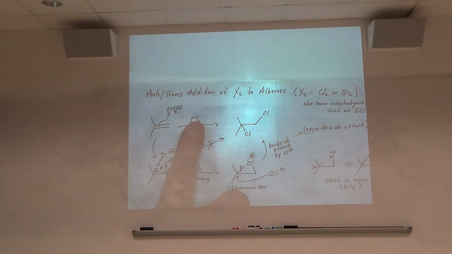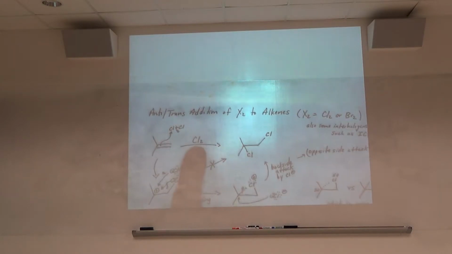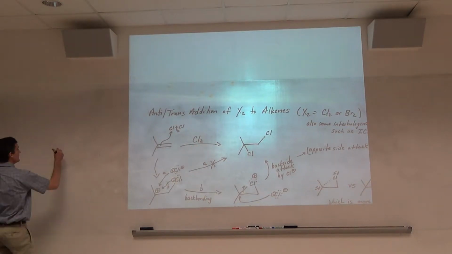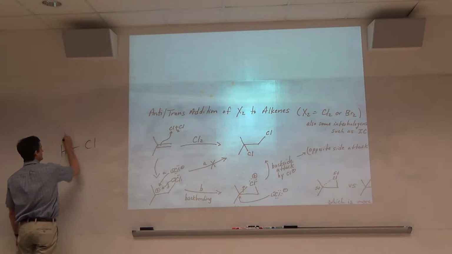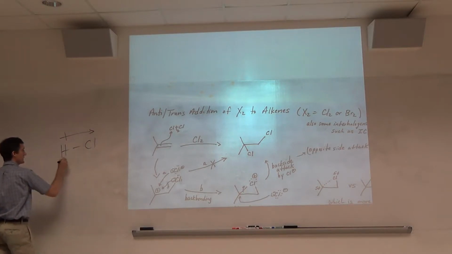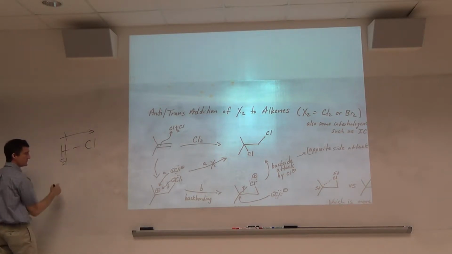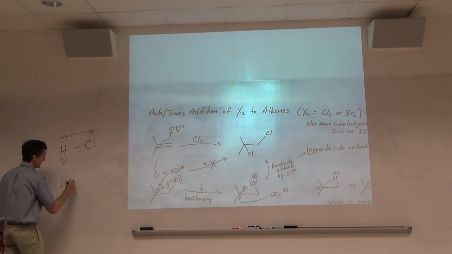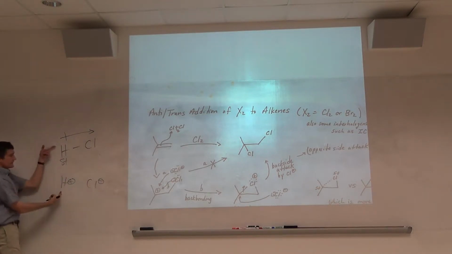Okay, how does this work? Let's look at chlorine. With HCl, we clearly have a dipole. And this is clearly partial plus. And you also know this can be ionized, and we can just ionize it and make this. So here we clearly have an electrophile, something that would like electrons to attack it.